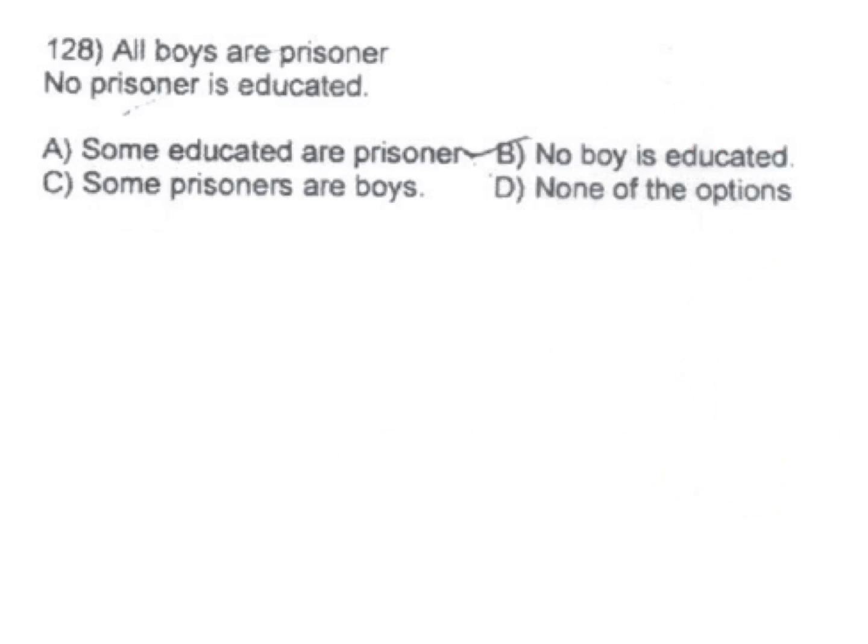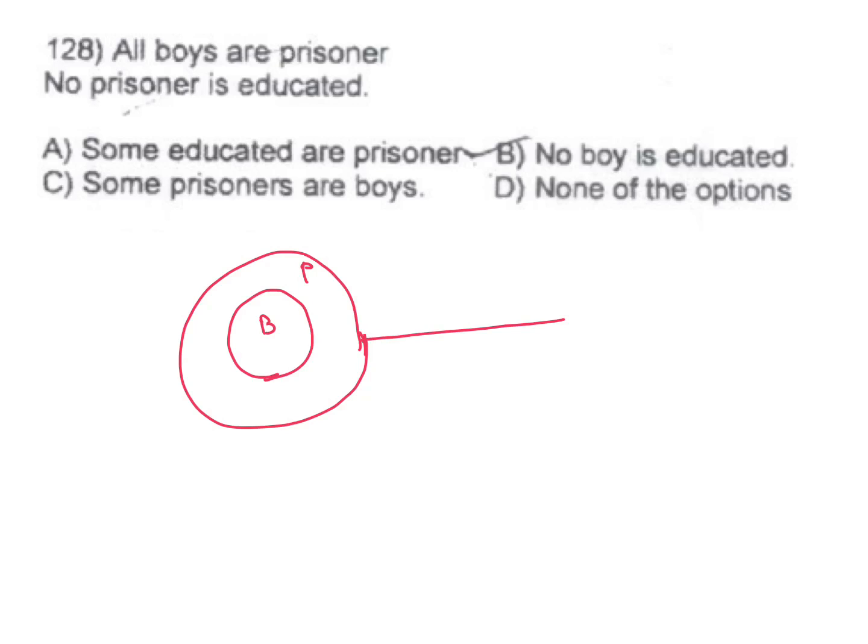Next question. All boys are prisoners, no prisoner is educated. So first draw the diagram. All boys are prisoners, no prisoner is educated. Cross it. Some educated are prisoners: educated here, prisoner here, not possible. No boy is educated, yes, possible. Some prisoners are boys: prisoner here, boys here.